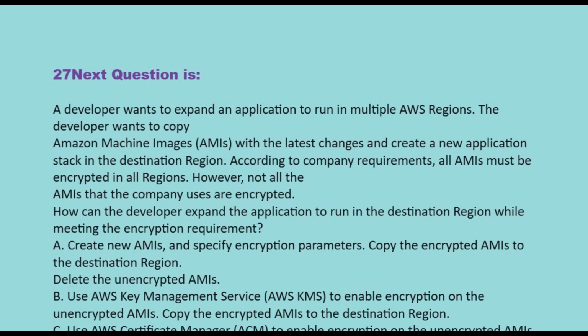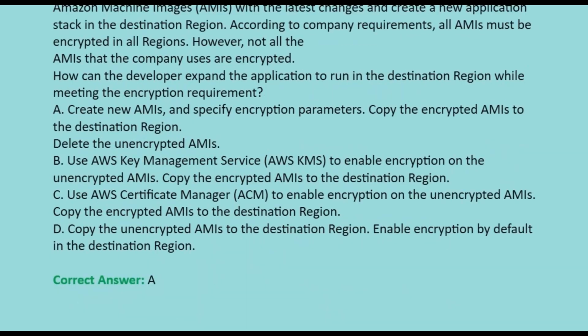Option A. Create new AMIs and specify encryption parameters. Copy the encrypted AMIs to the destination region. Delete the unencrypted AMIs. Option B. Use AWS Key Management Service, AWS KMS, to enable encryption on the unencrypted AMIs. Copy the encrypted AMIs to the destination region.